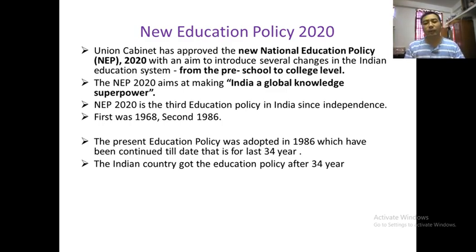The cabinet approved the new education policies 2020 and introduced major changes in the Indian system of education from preschool to college level. The main aim of these new education policies was to fill the gap in the education field and make India a global knowledge superpower. This was the third education policies in India since independence.